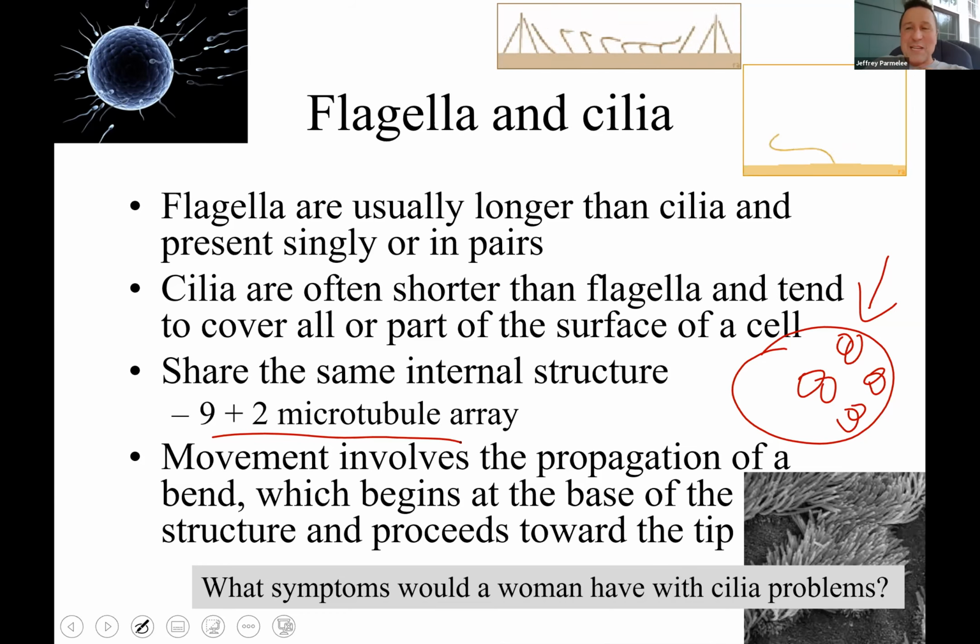You would have respiratory problems. Just like when you smoke, it kills the cilia, you have to cough all the time to get that mucus up, same thing. And I mentioned a woman just to also make you think about your body too. What would be another symptom of a woman besides having respiratory problems? She'd also be infertile, because in the fallopian tubes or oviducts, the cilia move the egg down. And so they don't in people with cilia issues. All right.